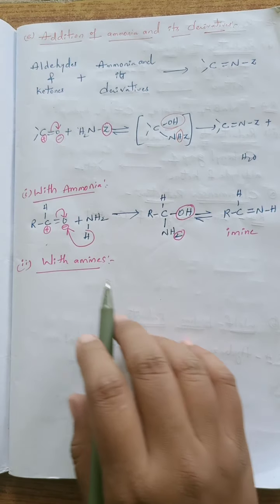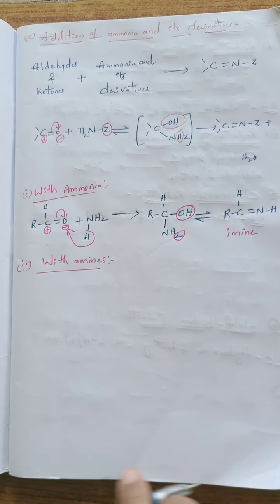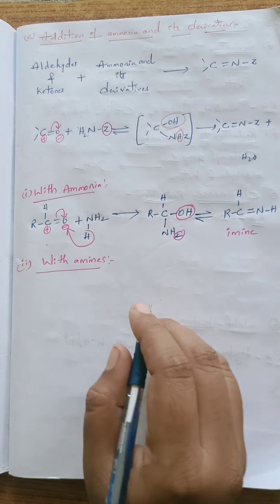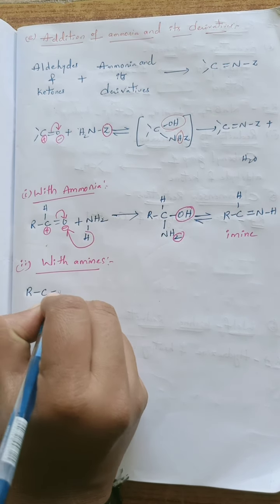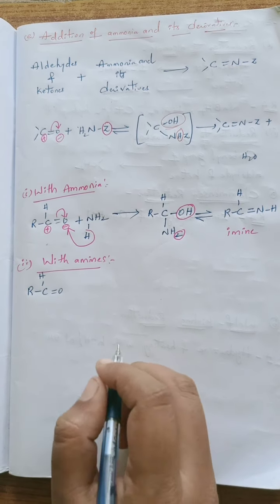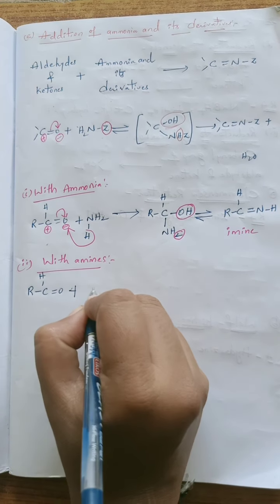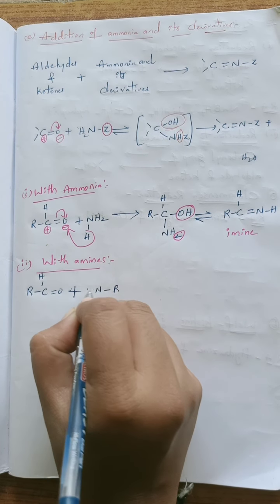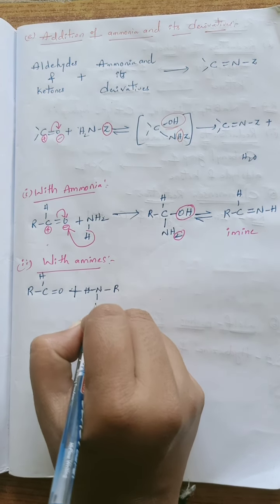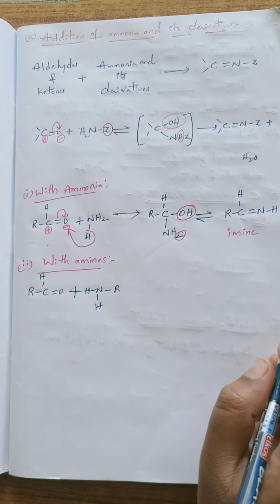Okay, now the reaction with amine. Amine is one of the derivatives of ammonia. I am taking here the general representation of aldehydes and ketones, R C double bond O H. When it reacts with amine, that is R N H2, that H2 I am writing separately as N bond H bond H.